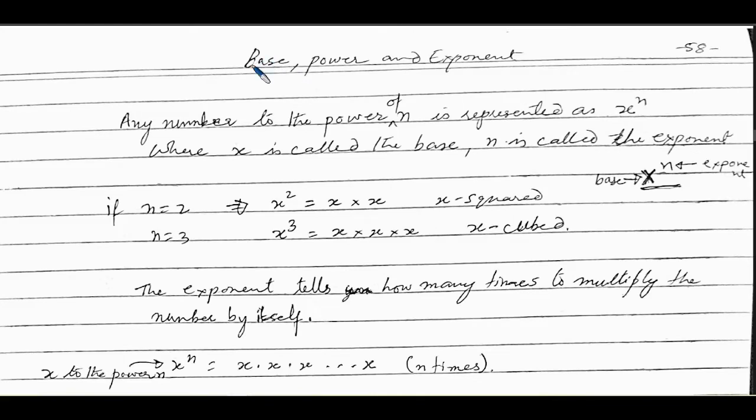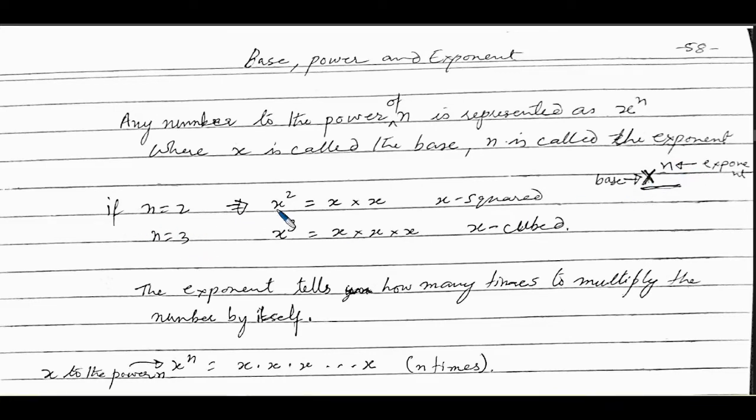Now in the number system we'll discuss what is base, what is power, and what is exponent. Any number to the power of n is represented as x to the power n. When you say power, you multiply x n times, where x is called the base and n is called the exponent. Here I have written it symbolically.